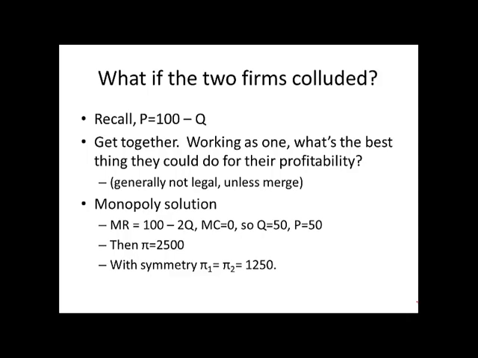The first question is, what if the two firms literally colluded? Now remember that the market demand curve in this context is P equals 100 minus Q. Well, what does it mean to collude? It means they get together and they work as if they were one. So really this is just going to be as though they were working together as a monopolist. And the question is, what's the best thing they could do for their profitability?